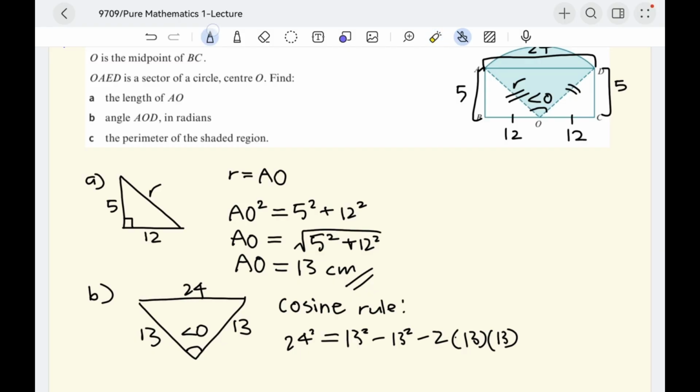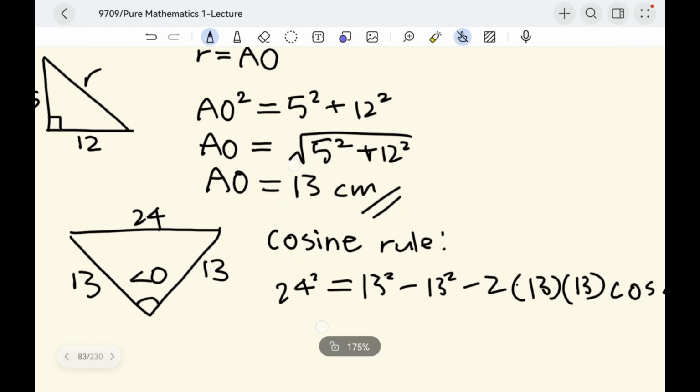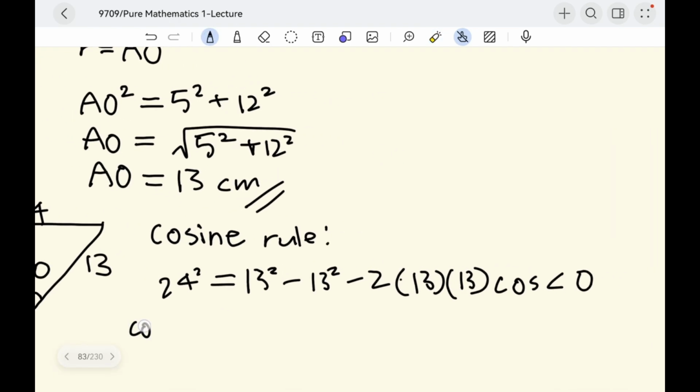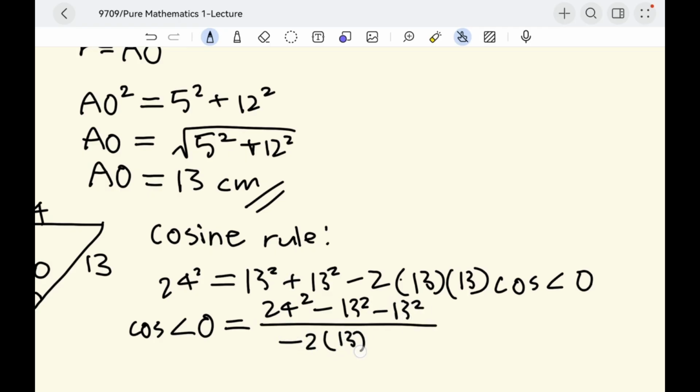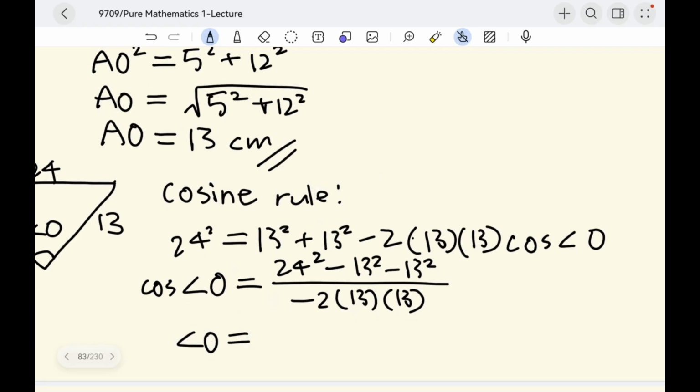So remember to convert this theta into the radian form in your calculator. This one I will perform the guidance in another shot, separately. So the cosine of O is 24 squared minus 30 squared, sorry, this is plus, minus 30 squared, divided by minus 2 times 13 times 13. So now evaluate it.